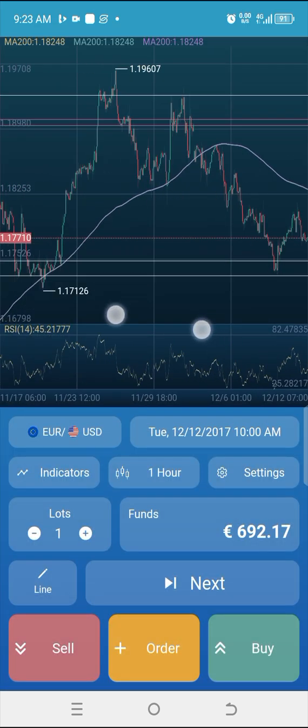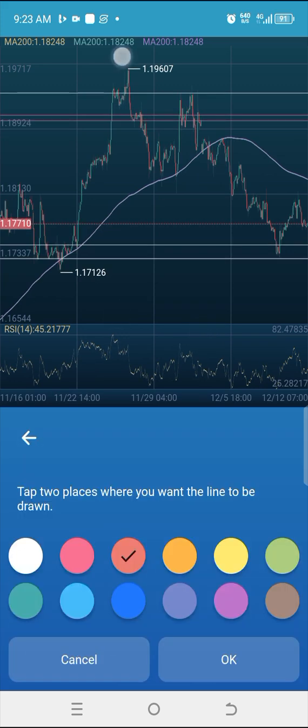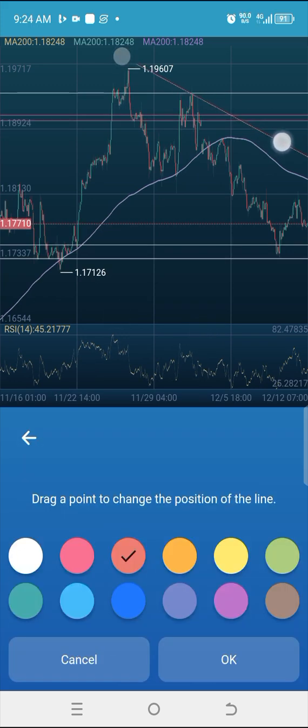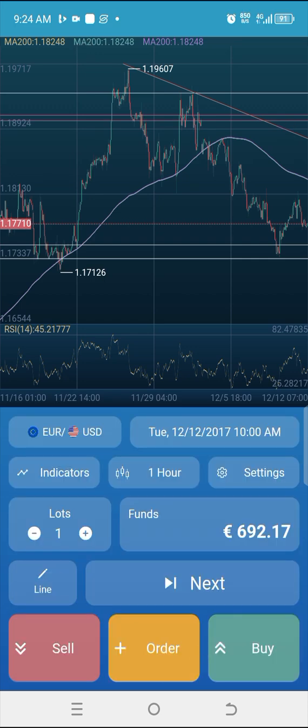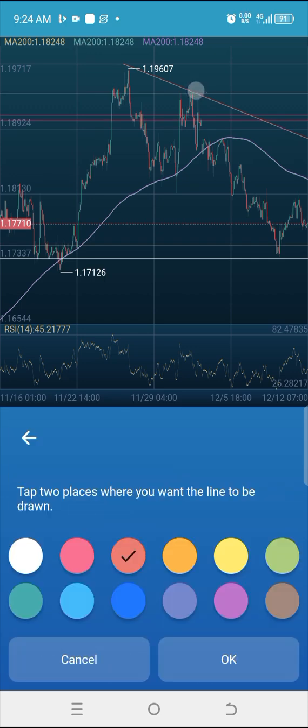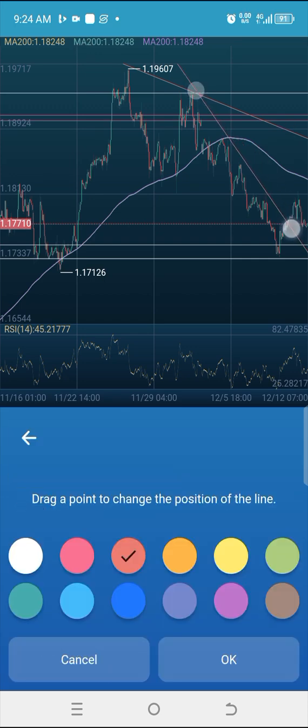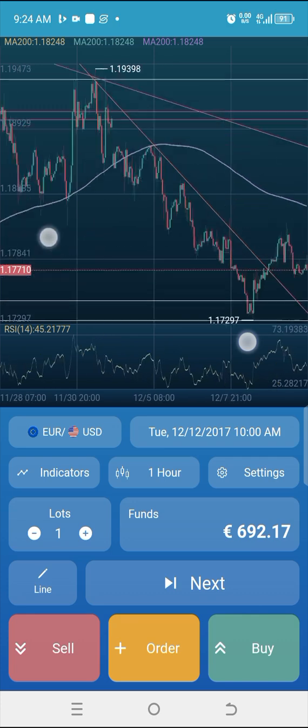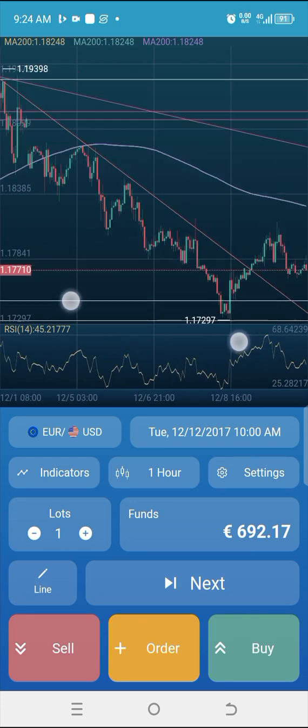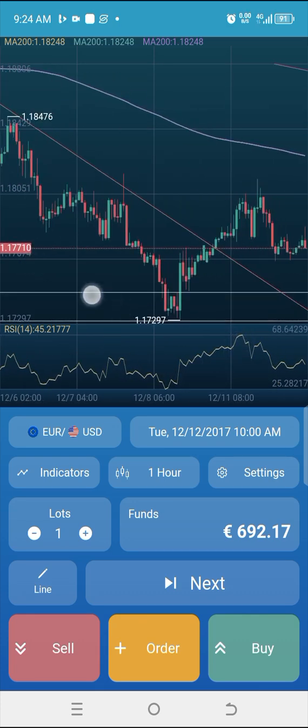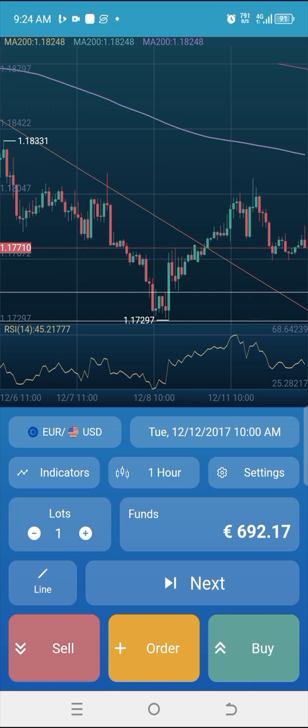All right, let me just draw the trend lines. Trend lines disappear once you change the time frame. Maybe these guys need to work on that, to see if they can make the trend line still visible after changing the time frame. I've drawn our trend lines. Okay, so let's wait for price to reach this area and we see.